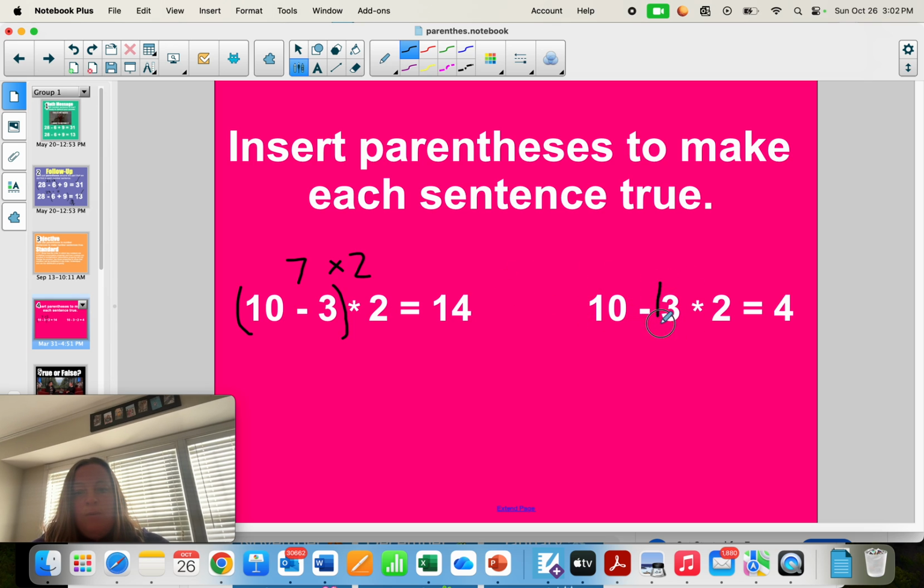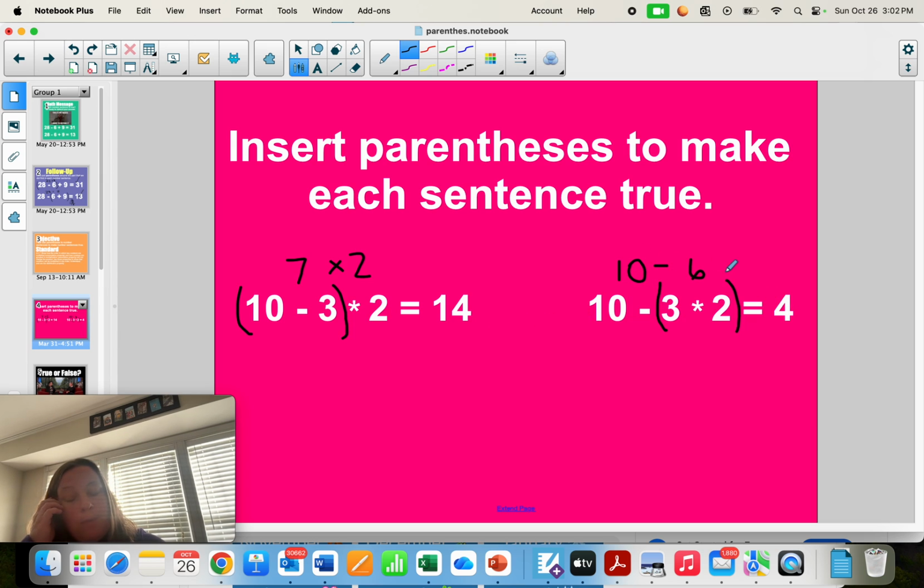So let's try around the 3 and the 2. And then I know I'm going to ignore that 10 and I want to do whatever is in parentheses first. So 3 times 2 is 6, okay? And I will put my answer above so that I can prove that I did my work. And then I have to now add the 10. 10 minus 6 is 4. That is how we would make both of those problems true, by adding in parentheses, okay?